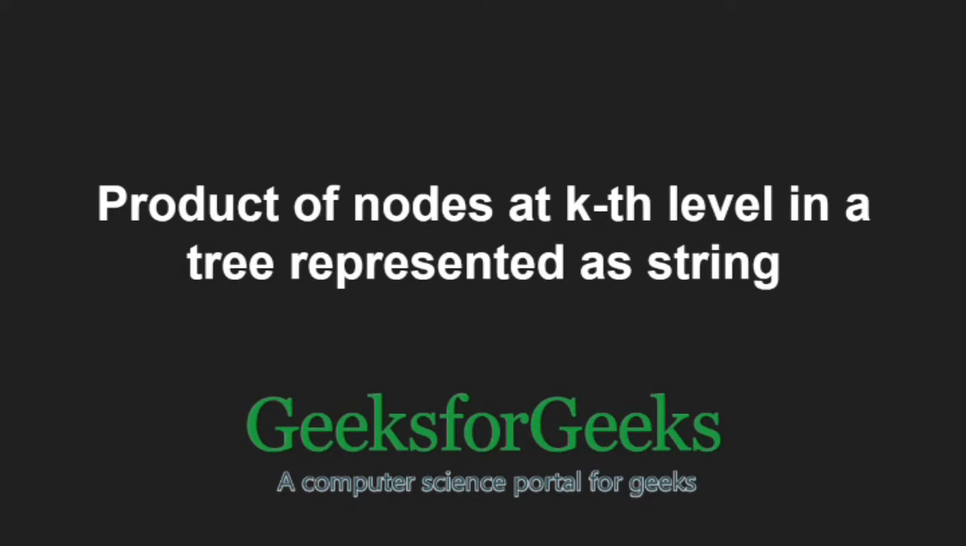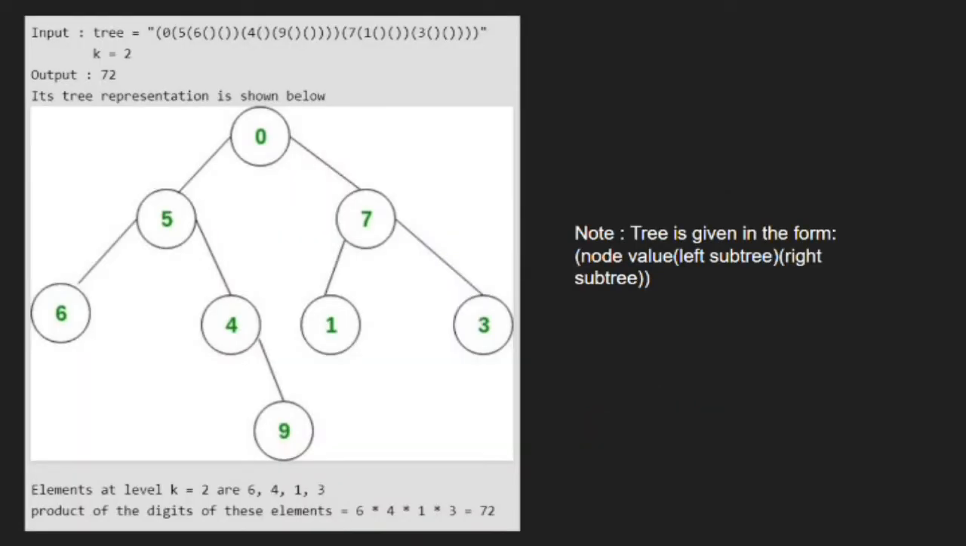In this video, we are going to understand the program which finds the product of nodes at kth level in a tree represented by a string. First, let us take an example. We take as input an integer k and a binary tree in string format. Every node of the tree has a value in the range from 0 to 9. We need to find the product of elements at kth level from the root. The root is at level 0.